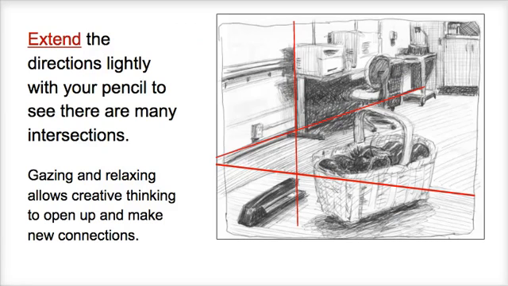Inside the house, in a room, there are intersections, and one good thing to begin to practice is to extend the directions lightly on your paper with your pencil to see the connections that some of these directions will make. There's all kinds of intersecting places. So you can have too much going on. So then sit back, relax, gaze. And this allows creative thinking to open up and make new connections.